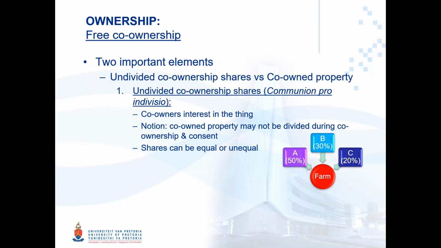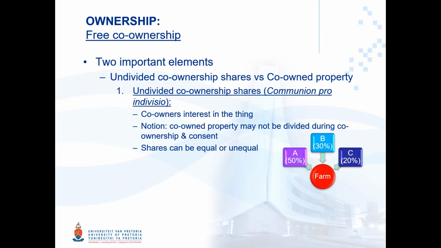Person A, Person B, and Person C are all co-owners of a farm. As you can see on the illustration, Person A has a 50% undivided co-ownership share in the farm, Person B has a 30% undivided co-ownership share in the farm, and Person C has a 20% undivided co-ownership share in the farm. Together, it makes up 100% shares in the farm.